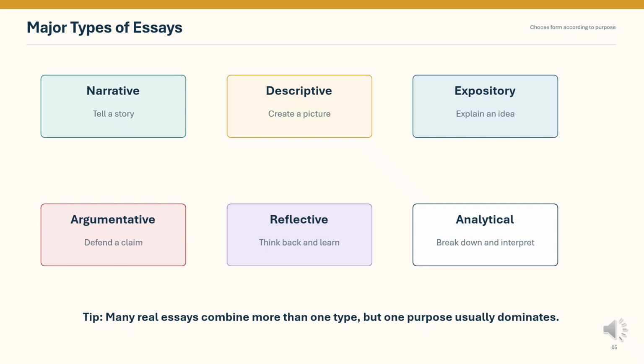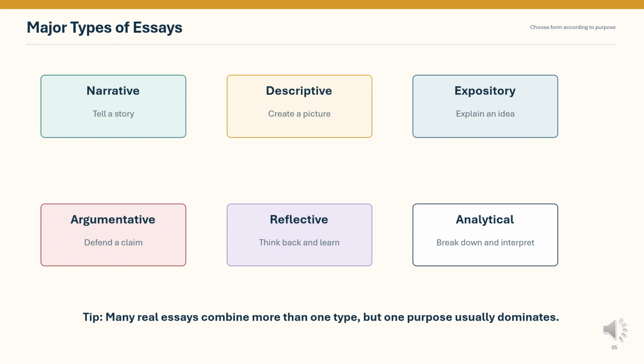Now let us discuss the major types of essays. From this particular slide, you may expect a question of 5 to 10 marks. So pay particular attention, special attention to this slide. So there are different types of essays, and we choose the type according to the purpose of the writing. The first one is narrative, which tells a story or describes an experience.